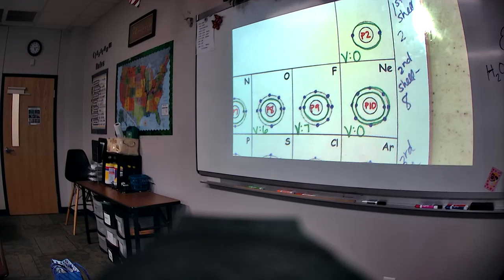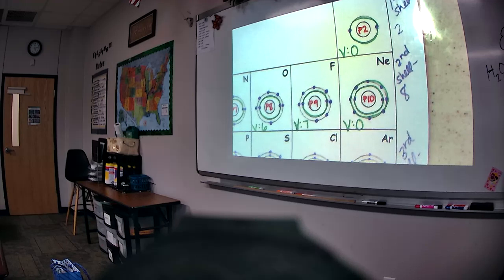Because valence electrons, the term means the number of electrons in the outer shell if that shell is not full. If that shell is full, they don't count as valence electrons. Yes. So that's why in parentheses it says not included in the shell. Correct.